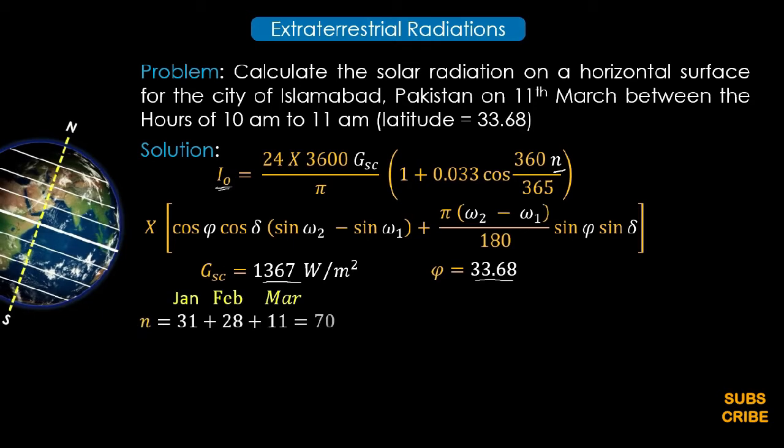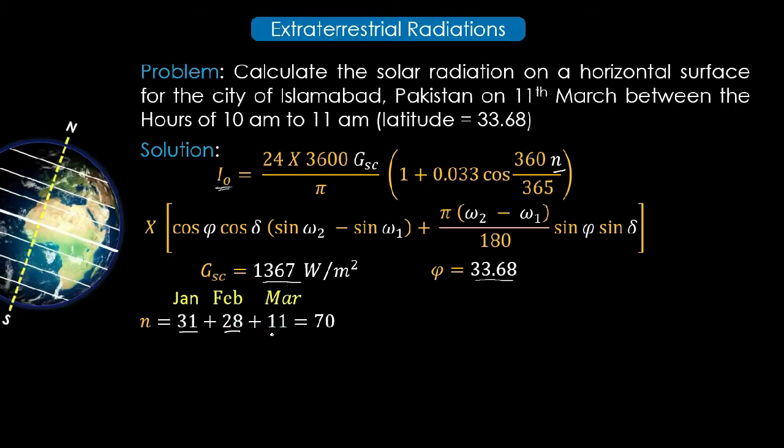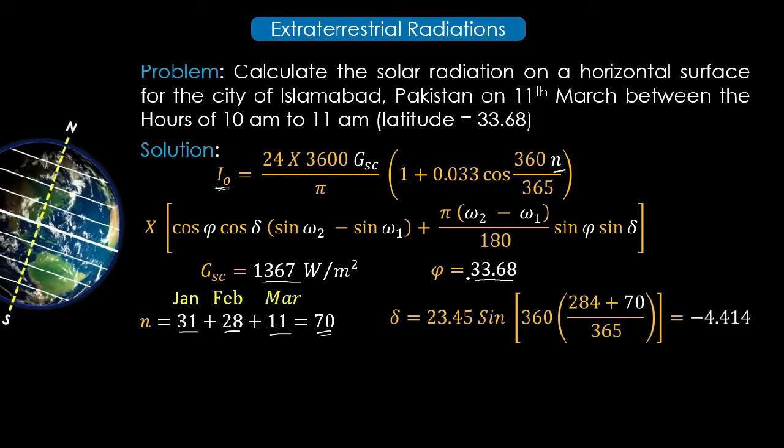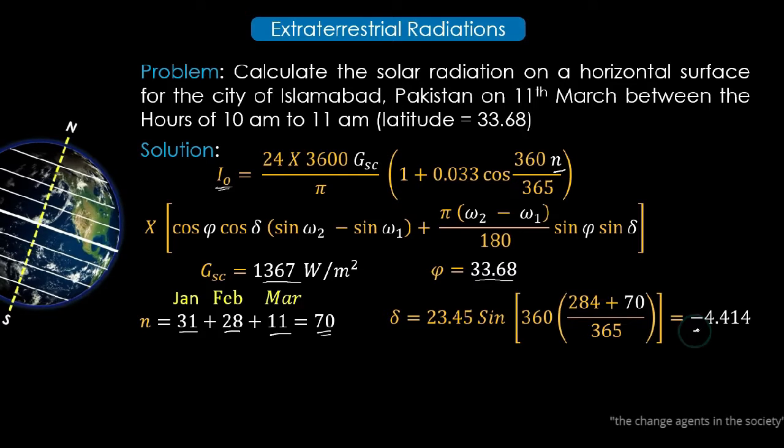For N, the day of the year starting from January, we have 31 days for January plus 28 days of February plus 11 for March, so a total of 70. So N for our case is 70. To calculate the declination, the tilt of the earth on 11th March, using this value of N 70, we calculate the value, that is minus 4.414.